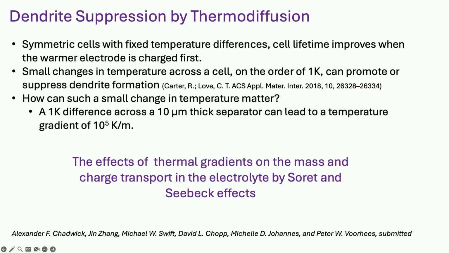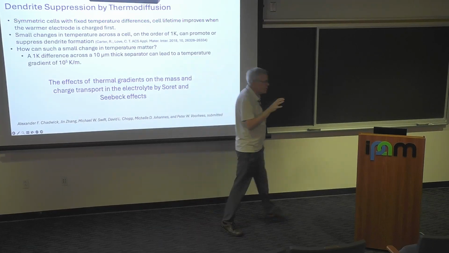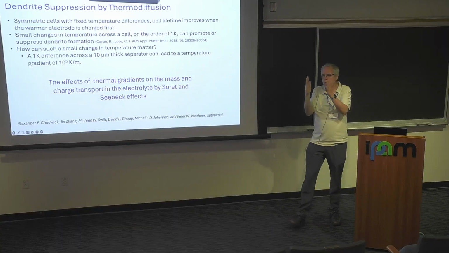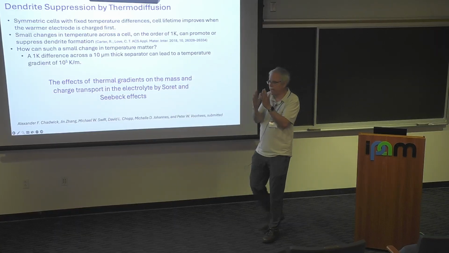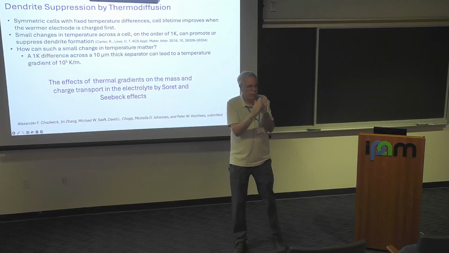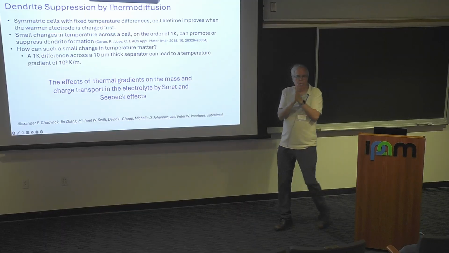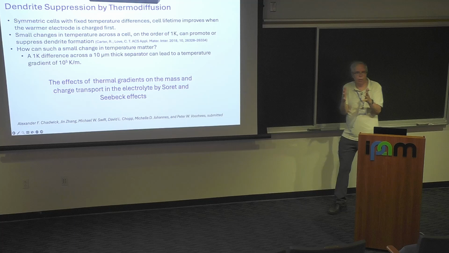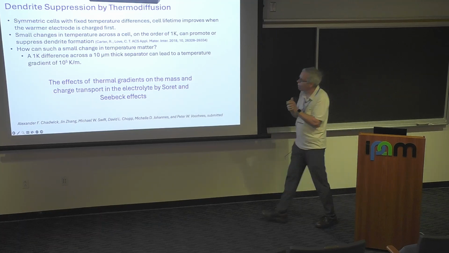And this change in temperature across the cell is small. It's on the order of 1 Kelvin. So it doesn't take a lot of a temperature change, and that can promote or suppress dendrite formation. So the thing that's a little strange about this is, why would a 1 Kelvin difference between the anode and the cathode affect the evolution of dendrites? Normally you have thermally activated processes. 1 Kelvin's going to affect it, but not that much.